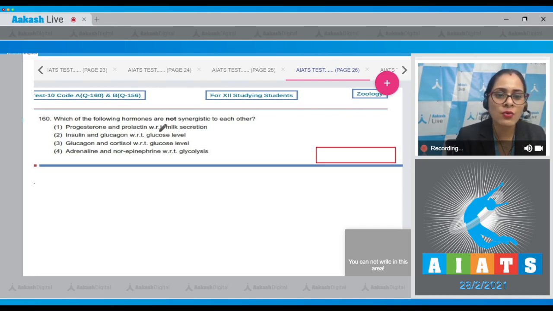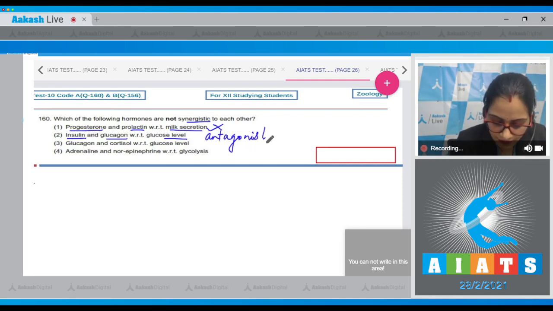Which of the following hormones are not synergistic to each other? Let's see the options. The very first option is progesterone and prolactin with respect to milk secretion. As they are synergistic to each other with respect to milk secretion, this cannot be a correct answer to our question. Second option, insulin and glucagon with respect to glucose level. As these hormones are antagonistic and not synergistic to each other with respect to glucose level, this is a correct answer to our question.